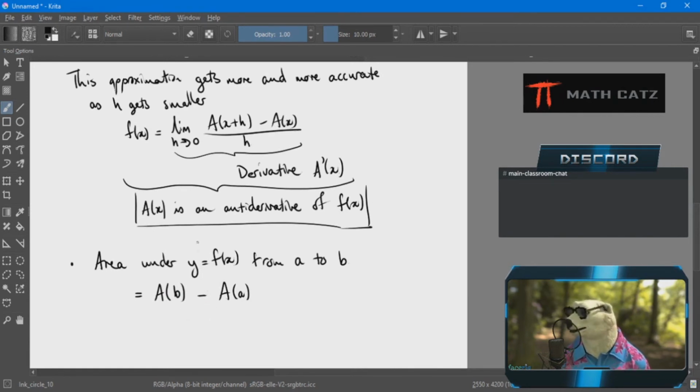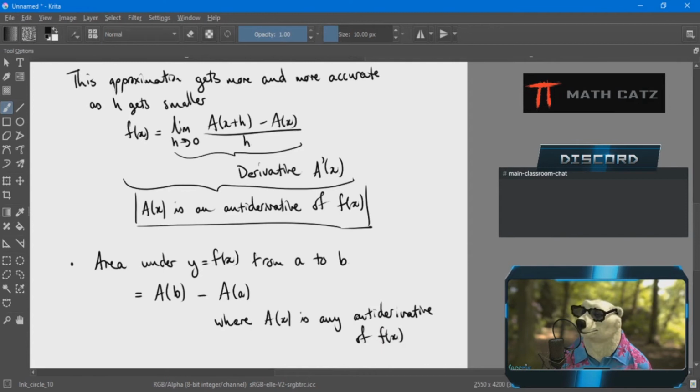Now this is important because, without getting into too many technicalities, I don't necessarily know which antiderivative I'm working with. So if I want to take any antiderivative, because there's a family of them, I have to do this subtraction, where my A function is any antiderivative of the f of x function. Feel free to ask me if you're not sure. But we're just trying to get to how we're going to calculate this area.